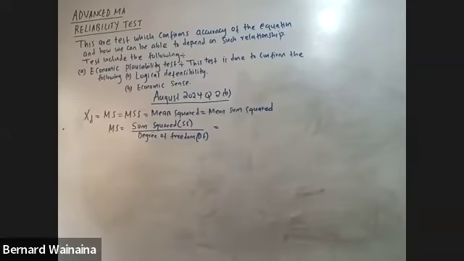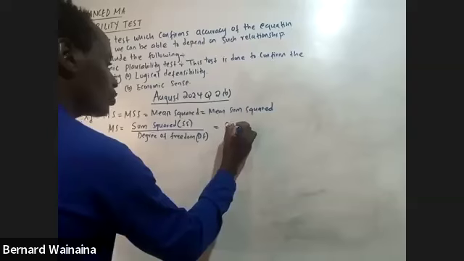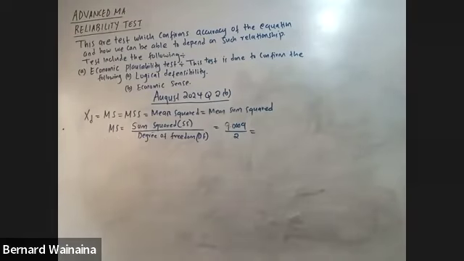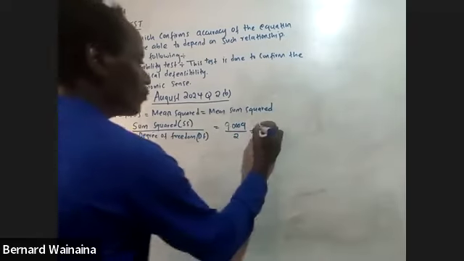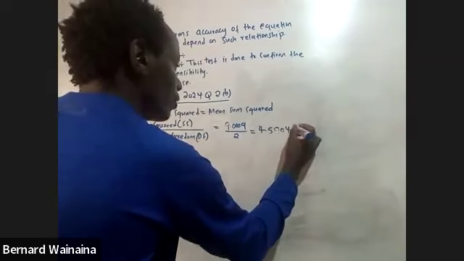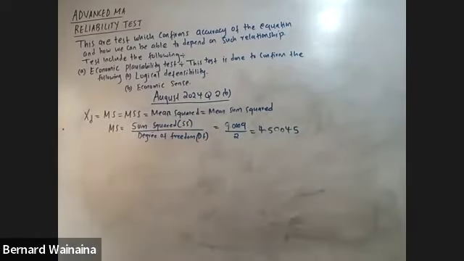9.0009 divided by 2, which is 4.5. So it is 4.5, 0.0045. So that one is XD.